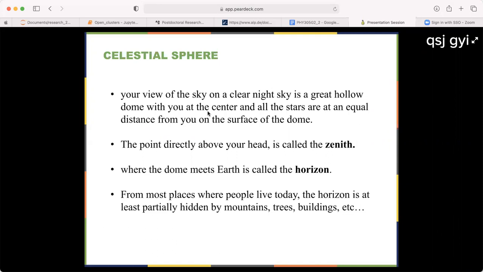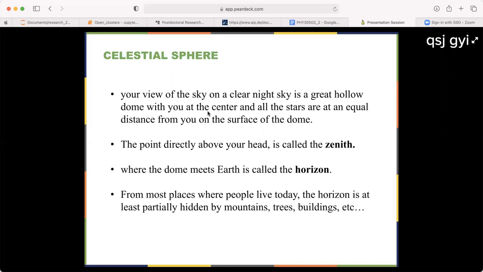Right? Now, when you look at where the dome meets the earth, so if you are in this dome and you are on the earth, there is a place where the dome and the earth meet, right? That is directly parallel to the earth's surface. It's actually not one point. Everywhere that you see where this dome meets the earth is called the horizon, right?